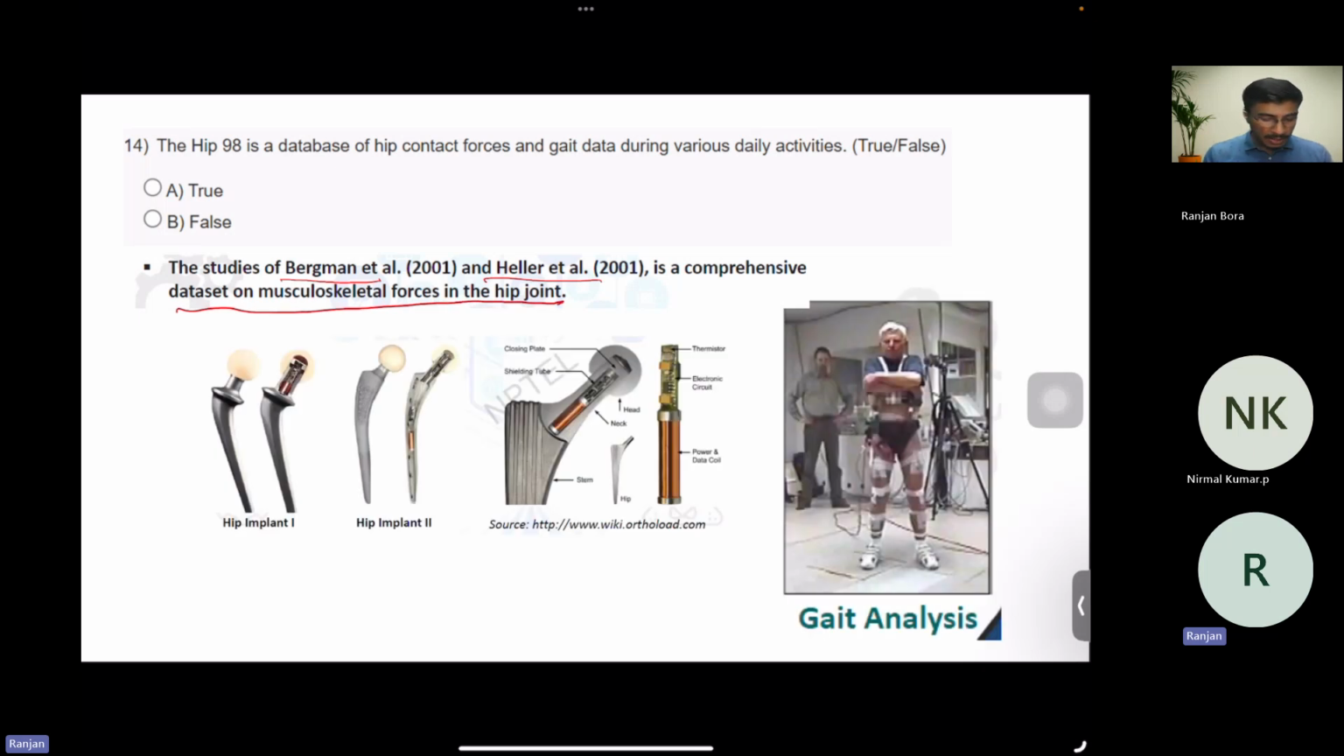And what did they do? They used a hip implant and inserted instruments inside the hip implant, and they implanted this implant in some subjects. They performed different activities with those subjects, measured the reaction forces on the hip joint during those activities, and reported them, and they prepared a database that is known as the HIP 98 database. So it is a true statement.